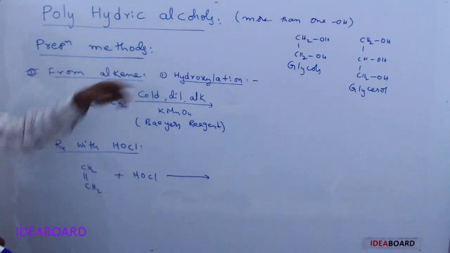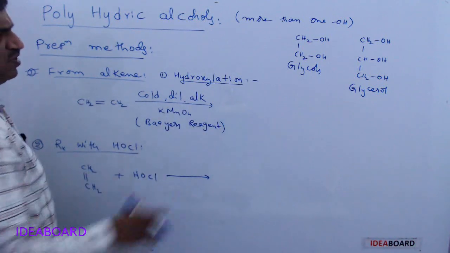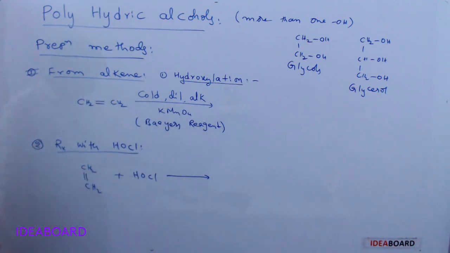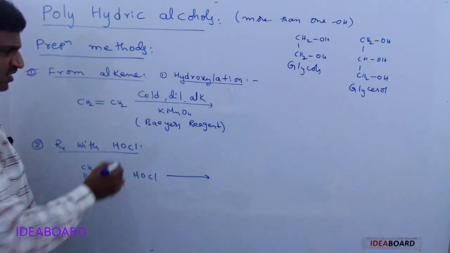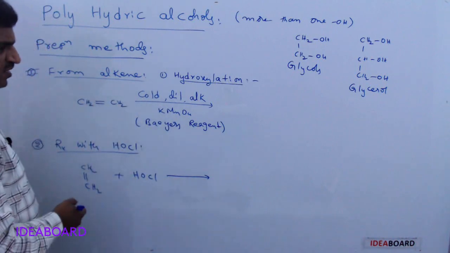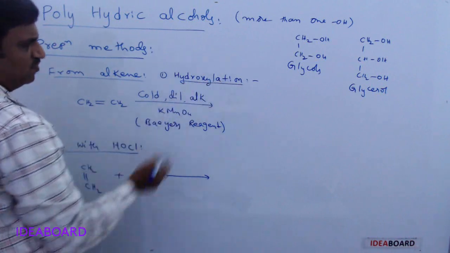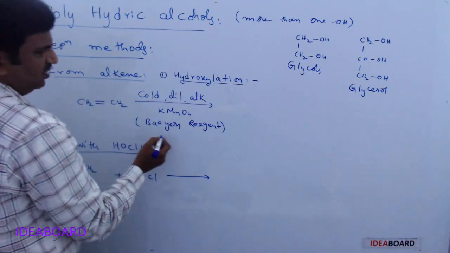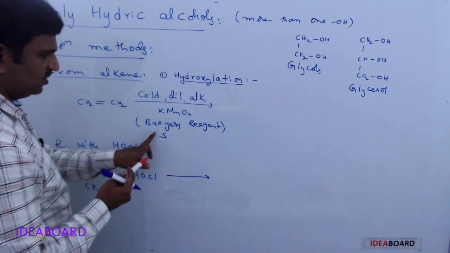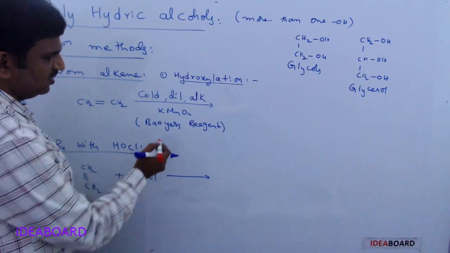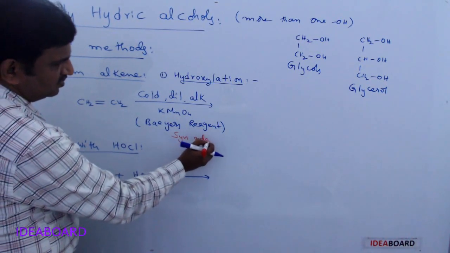In the preparation methods, the first one is from alkenes. We already studied this alkene to alcohol formation in the first year alkene chapter, in hydrocarbons. That is the reaction of Baeyer's reagent with alkenes. Cold dilute alkaline KMnO4 undergoes a hydroxylation process, also called syn hydroxylation. Please remember, this is a syn addition process; cold dilute alkaline KMnO4 is a syn addition reagent.